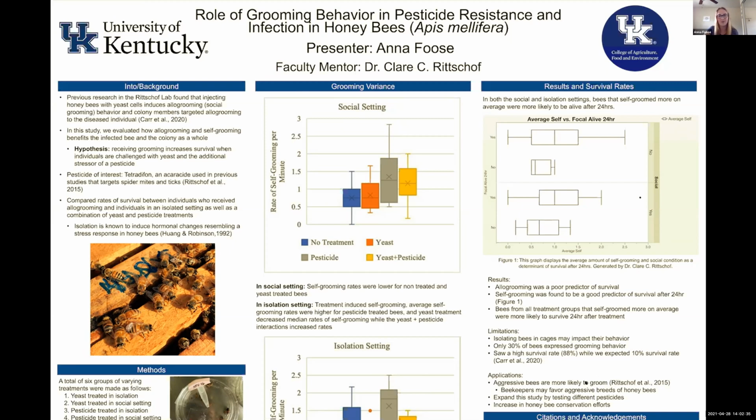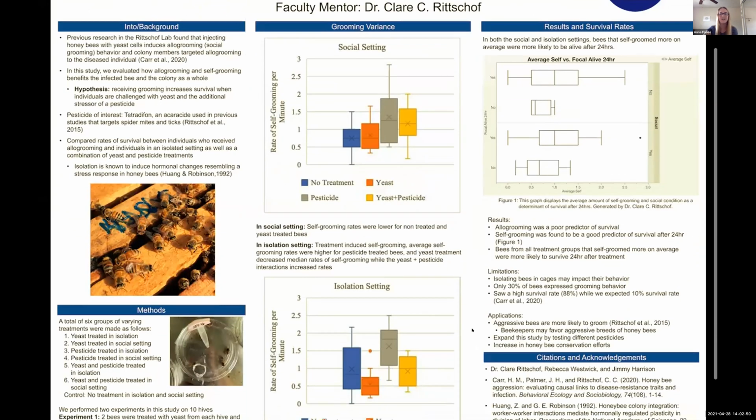So if they have higher rates of this self-grooming and allo-grooming, then they're more likely to survive stressors that they might encounter while they're flying around in agricultural fields where there's yeast and all kinds of pesticides sprayed on the flowers that they might become infected with.